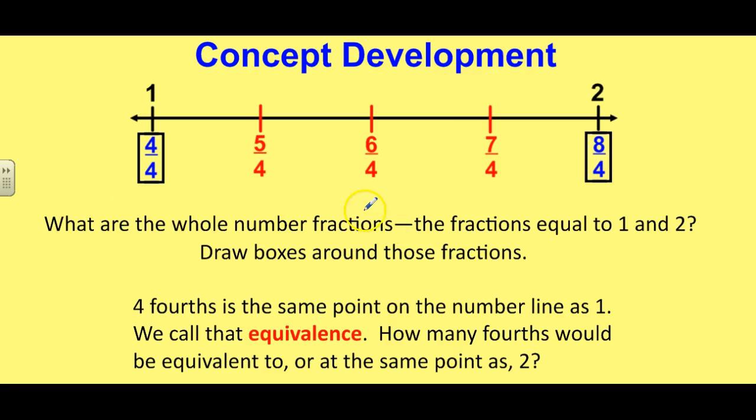Okay, so what are the whole number fractions, or the fractions that are equal to 1 and 2? We know that 1 whole is equal to 4/4, and we know that 2 wholes is equal to 8/4. So 4/4 is the same point on the number line as 1 whole is, and we call those equivalent fractions. So how many fourths would be equivalent to, or at the same point as, 2? We know that that is 8/4.